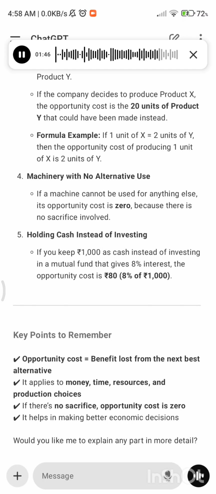Key points to remember. Opportunity cost equals benefit lost from the next best alternative. It applies to money, time, resources, and production choices. If there's no sacrifice, opportunity cost is 0. It helps in making better economic decisions.